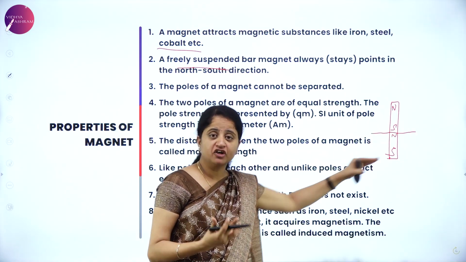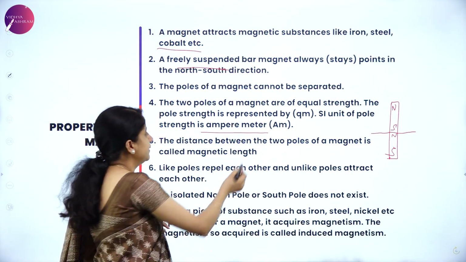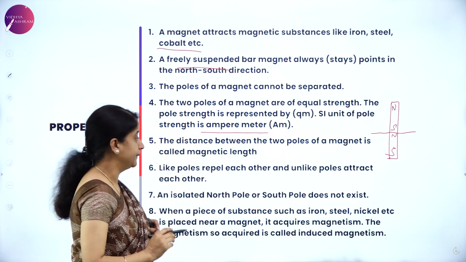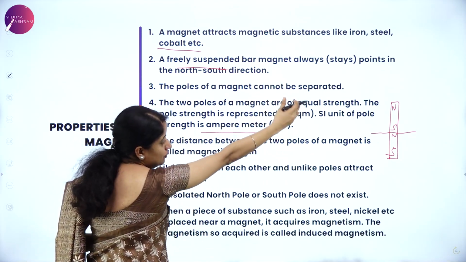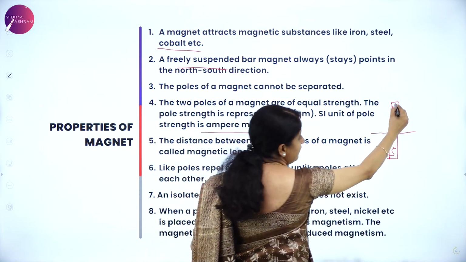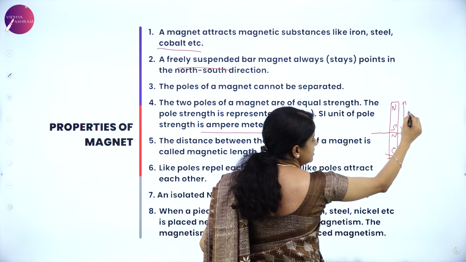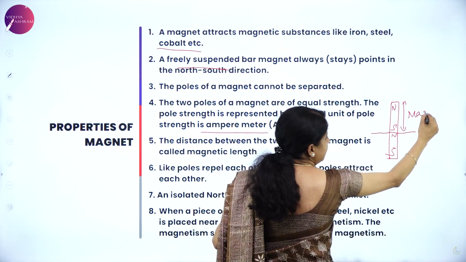What is the SI unit of the pole strength of a magnet? It is ampere meter, denoted by capital A into M. The distance between the two poles of a magnet is called the magnetic length. Suppose we have a bar magnet with a north pole and a south pole, the distance between these two poles is called the magnetic length.